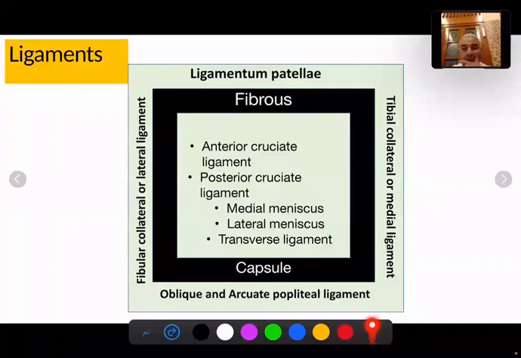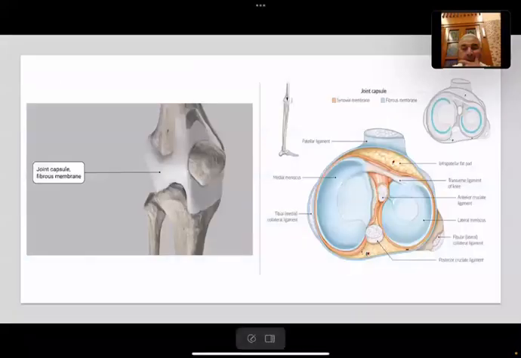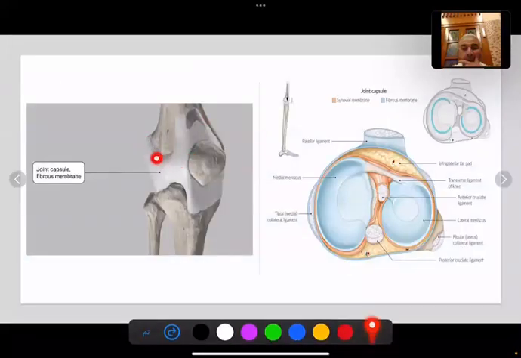The fibrous capsule is attached to the margin of the articular surface. It is partially deficient superiorly, where the joint cavity communicates with the suprapatellar bursa between the quadriceps femoris and femur, and posteriorly, where it may allow communication with the semimembranosus and popliteal bursae. The capsule includes the tibial tuberosity and fibular head, and is pierced by the popliteal tendon posteriorly. This diagram shows the capsule, which extends along the condyles of the femur and to the tibia and fibula.